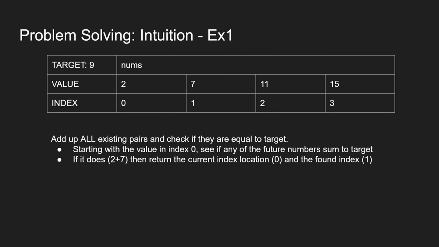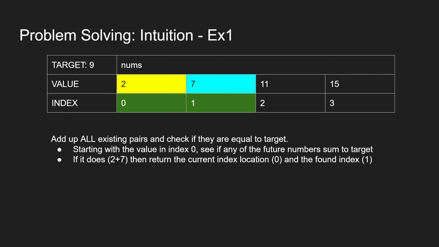Alright, so how would we go about solving this using programming? From intuition, you could just add up all the existing pairs, right? And see if they equal the target value. If it does, then you return the current index location, which is starting at 0 and then you go up, and the found index. So you start at 0 and then you check 1, 0 and 1. So 2 plus 7 is 9. That's correct. So we return that immediately.